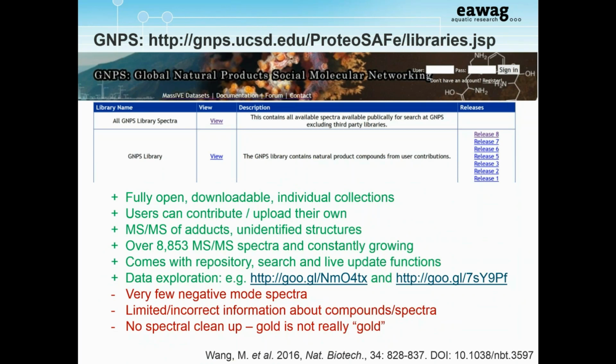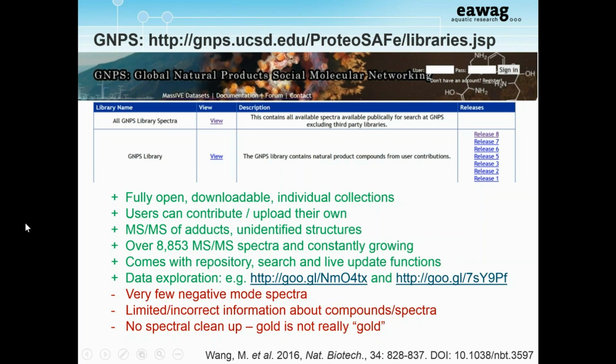They have MS-MS of adducts and also unidentified structures. You have around 8,800 MS-MS spectra. This is constantly growing, especially with the user contributions. GNPS also comes with a lot more features with repository search and live update functions. You can also do some nice data exploration work, and I've just given a couple of links here which are some personal things that I've searched on GNPS.